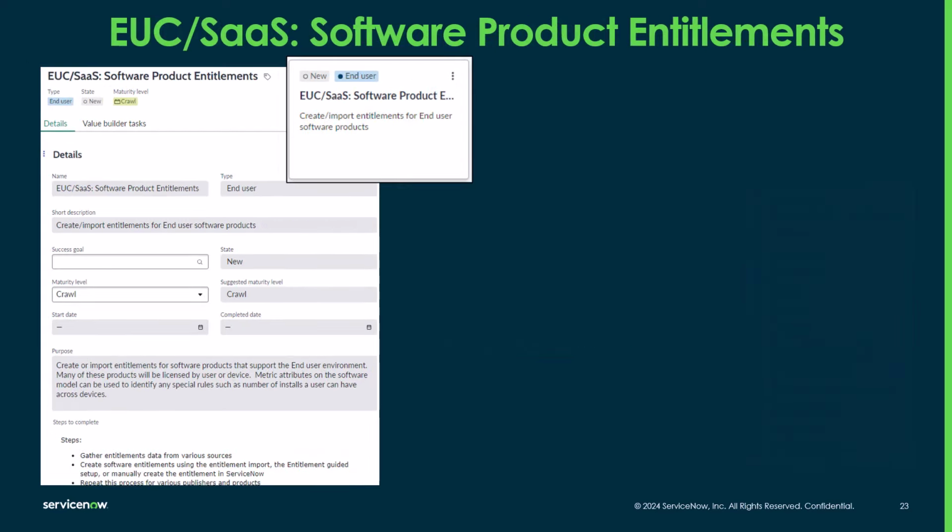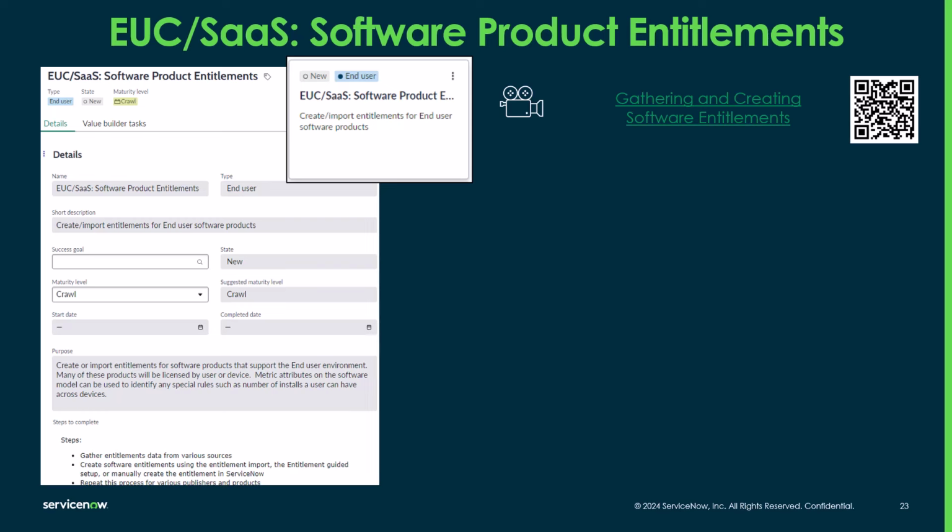Okay, so the next process would be end user compute or SaaS software product entitlements. So now you've got that integration with your Service Graph connector. You're bringing back your software installation data. Now you've normalized those discovery models for a product. Now you want to enter those entitlements. And you need that information. You've got that process set up where procurement or contracts are feeding you that data of what they have purchased. So you're going to gather that information from those various sources, and then you're going to create those entitlements in the system.